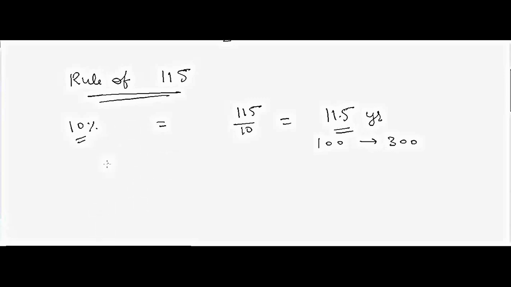And same way, if it's 20%, then it would be 115 divided by 20, that is equal to 6.5, and no, 6.725 years. So this is an approximation you can do when you want to triple your investment.